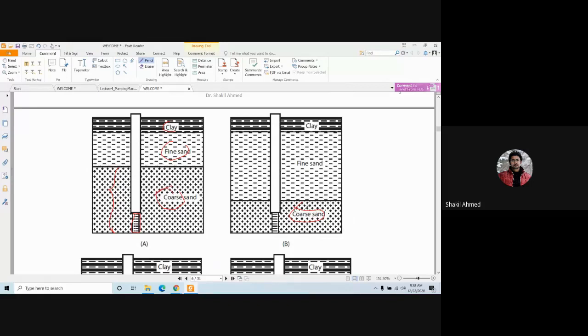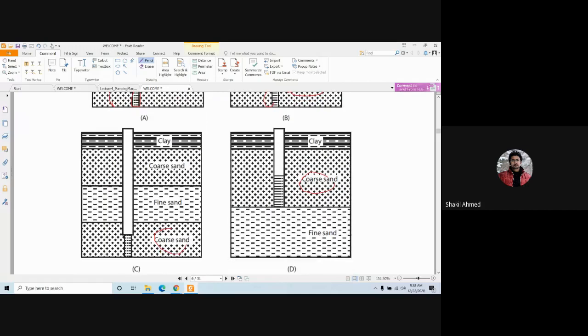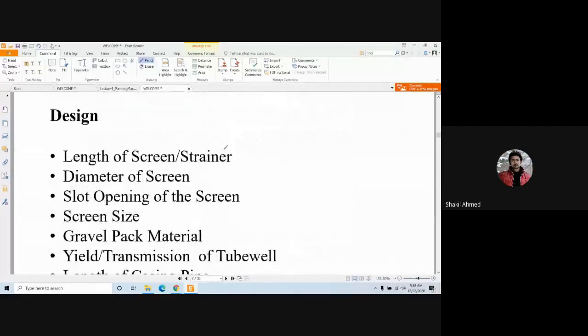So you see coarse sand, aquifer. Coarse sand, here is the aquifer. Would you put your screen here in the fine sand? No, right? You need to put it in the coarse sand. Are you following me, guys? Yes, sir. Wherever you get the water or aquifer.